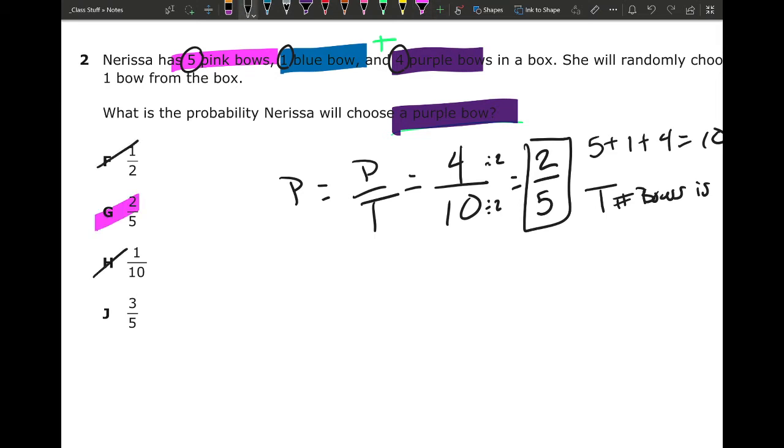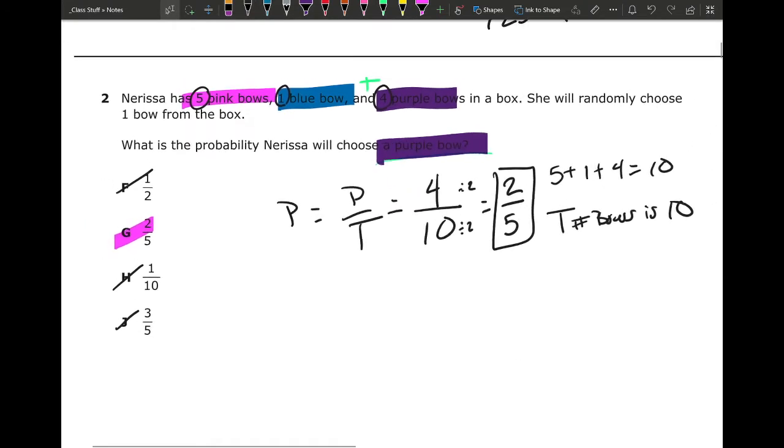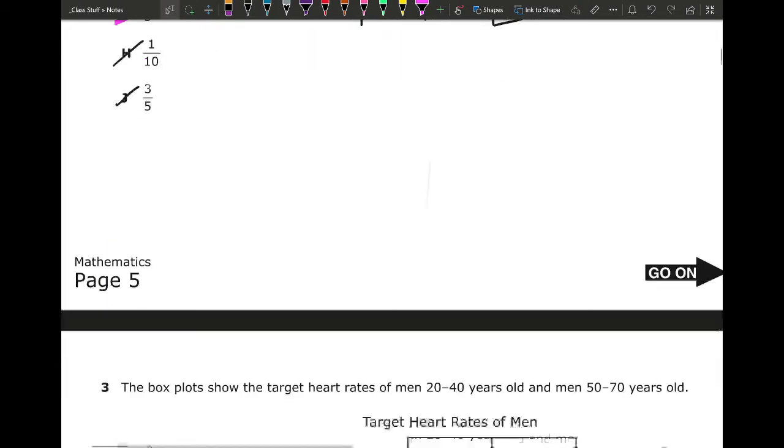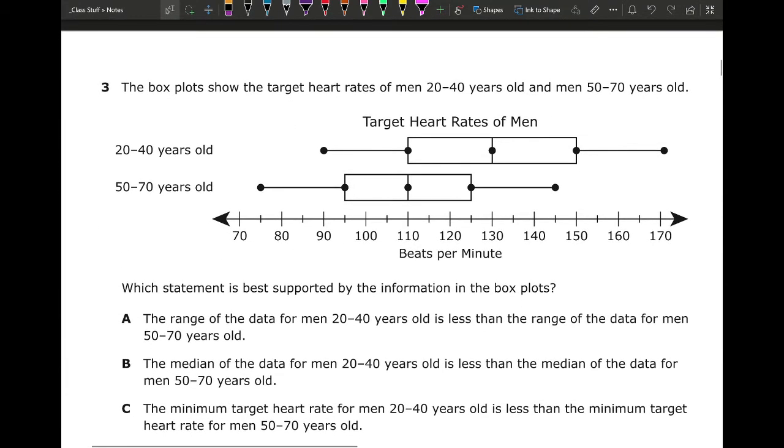Again, probability is just part of our total. Whatever you want to happen or what they're asking you to get, try to get over the total possible outcomes. If you have any questions about this type of problems, probability problems, make sure you check the playlist. I have a full playlist solely on probability. Check it out.